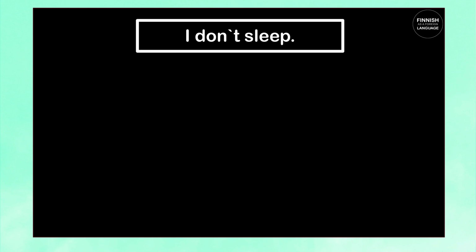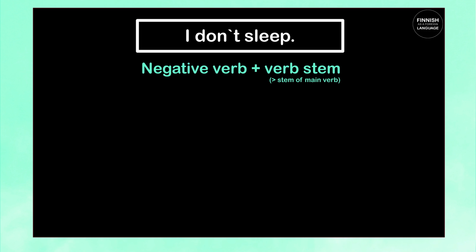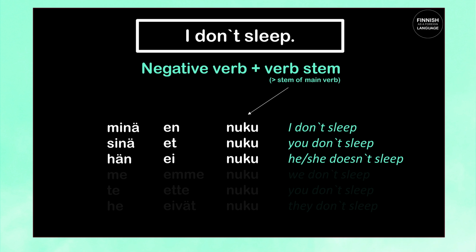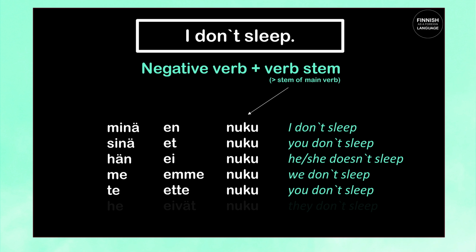Alright, now we want to say I don't sleep, so that means that the negative verb gets followed by the verb stem. So let's see what it means. I don't sleep is minä en nuku. Minä en, I don't, and nuku is our verb stem of the verb nukua. You don't sleep is sinä et nuku. He or she doesn't sleep is hän ei nuku. We don't sleep is me emme nuku. You don't sleep is te ette nuku. And they don't sleep is he eivät nuku.